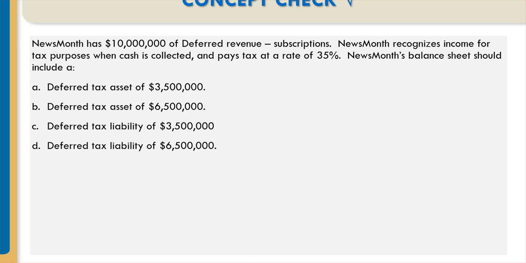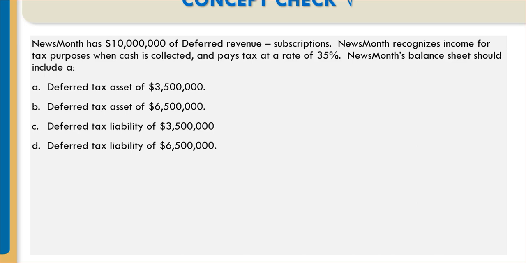News Month has 10 million in deferred revenue of subscriptions. That means that somehow they got the cash in, but they haven't done anything to earn it. So when you look at these situations, you say, well, which came first here? Did the income statement effect come first, or did the cash come first? And in this case here, they got the cash. So they got the cash in, but they have not done anything that would cause it to show up on the income statement. So they're asking us, how does it show up?